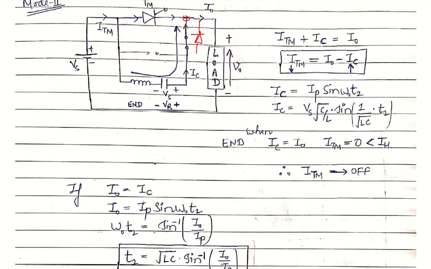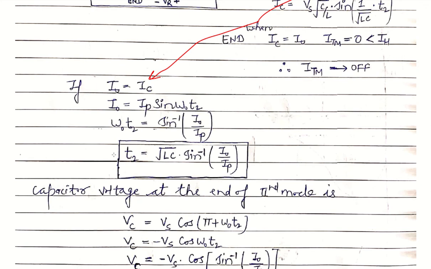So if I naught equals IC, and we put IC to be IP sin omega naught T2, then I naught equals IP sin omega naught T2. By solving this expression, we will calculate this T2 time, which is root LC sin inverse of I naught divided by IP. So I naught divided by IP is basically a ratio, and if you take the inverse sine, it gives the angle. So we will see this time calculated in seconds.